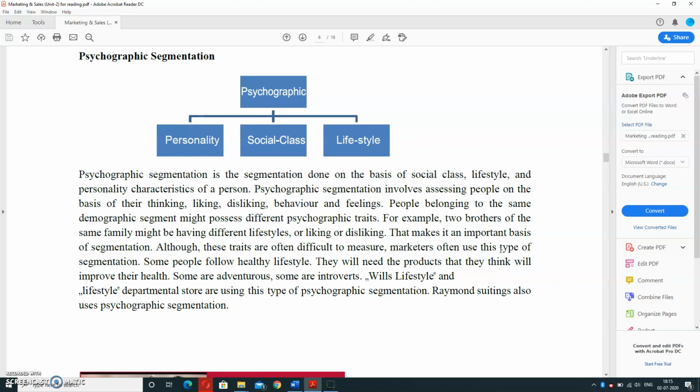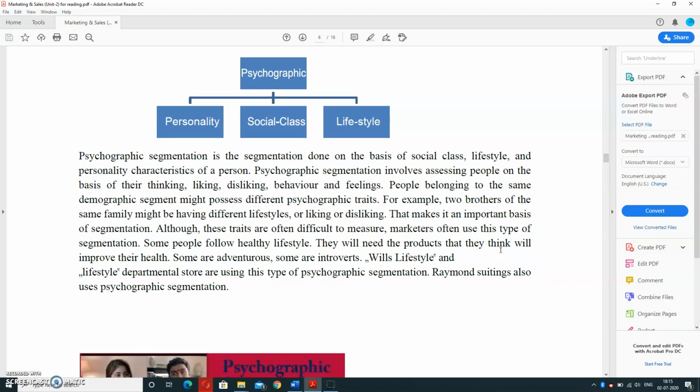Social class means middle level, high profile or general level person, or lifestyle: whether they prefer branded items or general items. So psychographic segmentation is done on the basis of personality, social class and lifestyle, which they like or which they dislike.